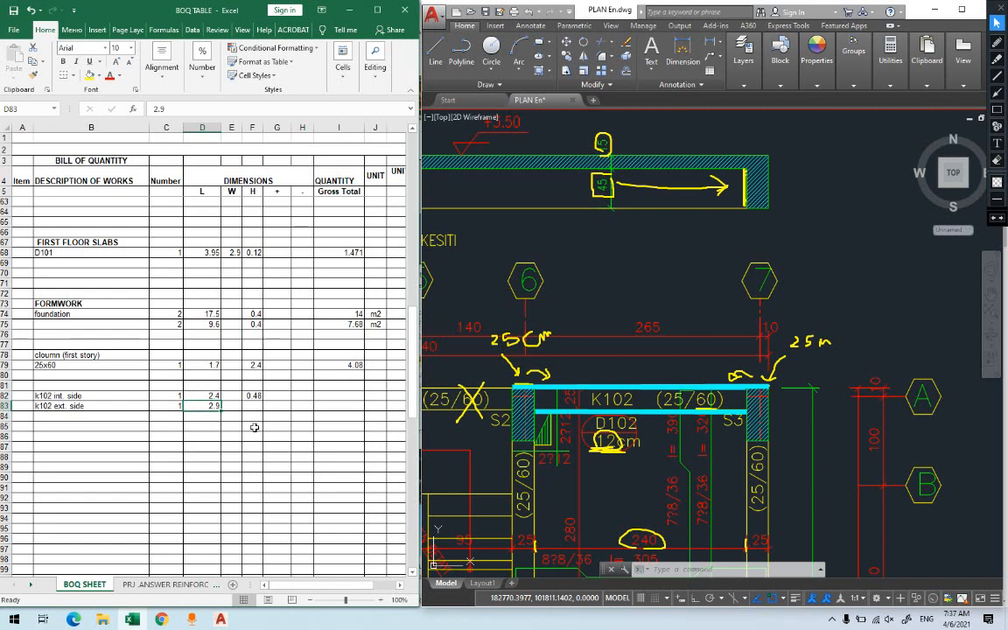2.9. Now the height of it here, since this is an exterior beam and the slab does not continue, we will take it like this. This is the height of the formwork, which will be the height of the beam, 60.